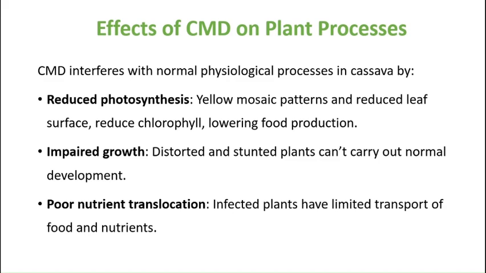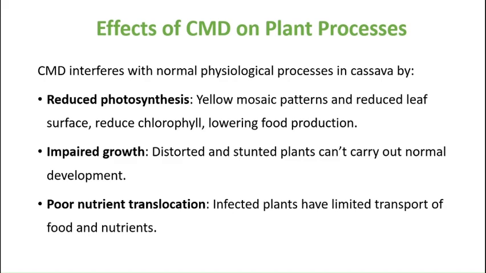Secondly, impaired growth and development. Because of low food production, less food is available to facilitate the processes of cell division and cell elongation. And if those processes are not fully facilitated with the food that is required, it will lead to stunted growth of the plant.